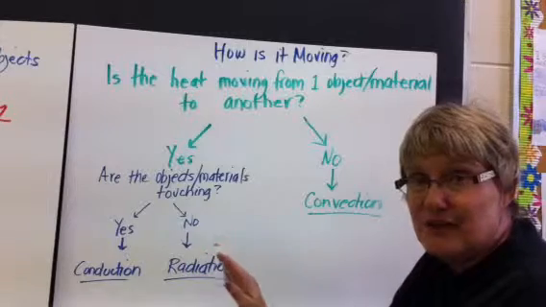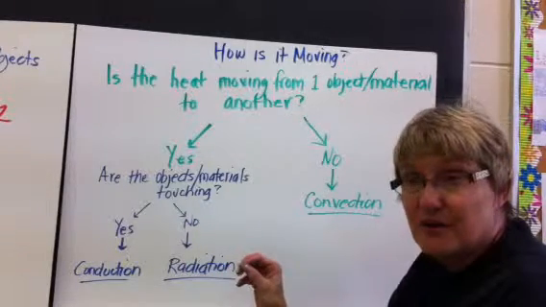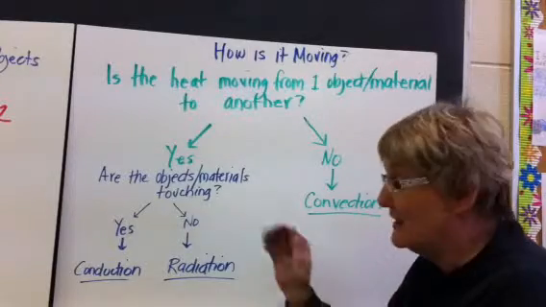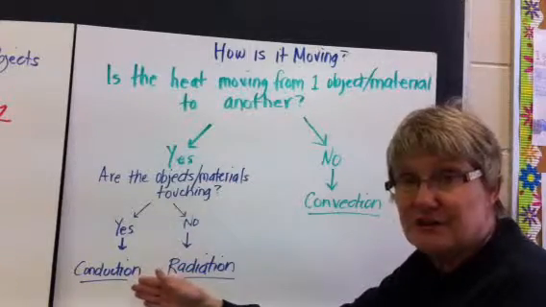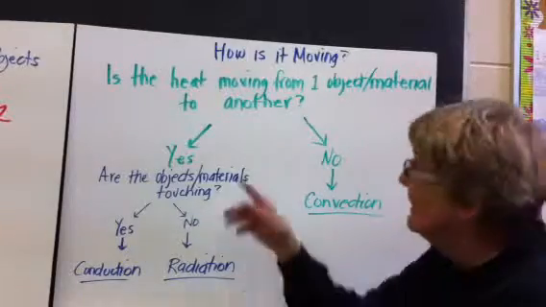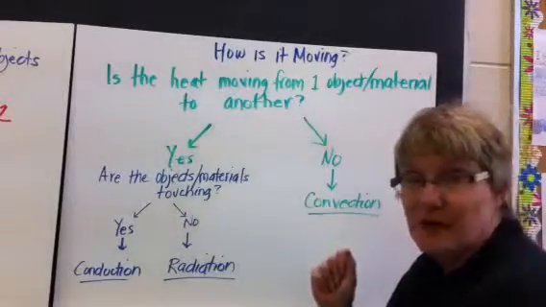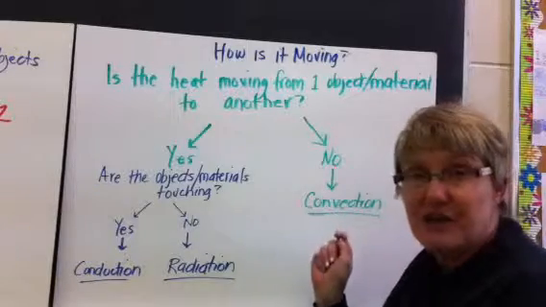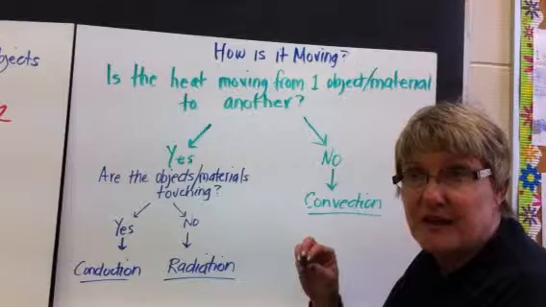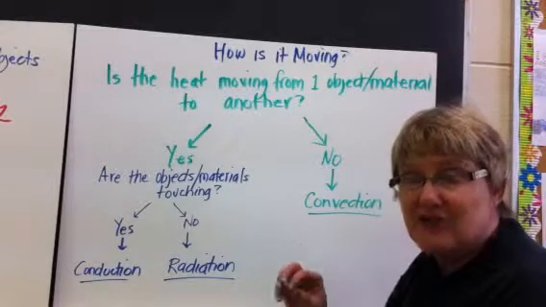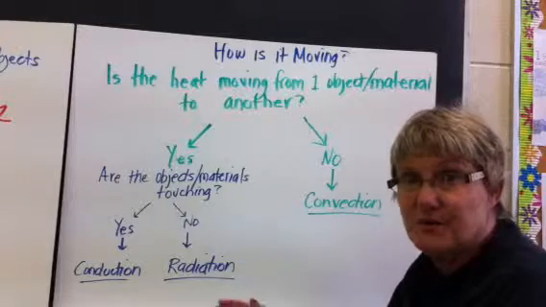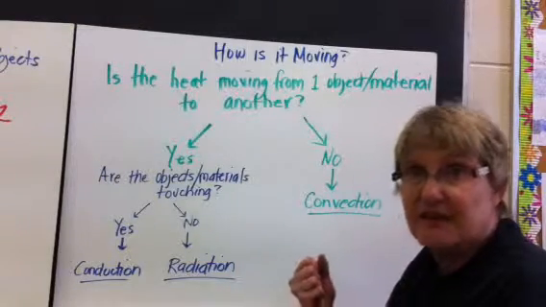So conduction and radiation both are heat transfers between two objects. The difference is that in conduction, the materials are touching, and in radiation, they are not. Now our question is heat moving from one object to another? If the answer is no, then it is convection. Because remember, convection is when the heat is transferred within the material. It's not going from one to another. It's transferring within the material.